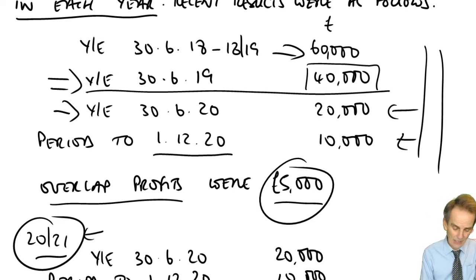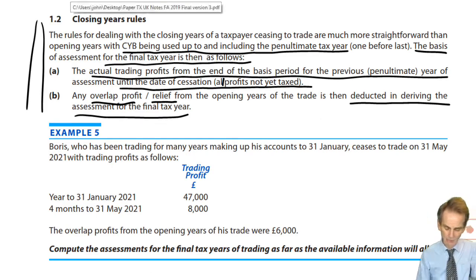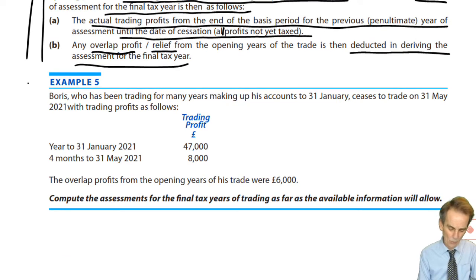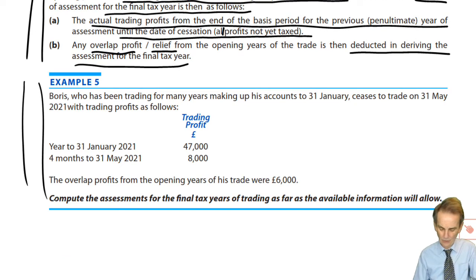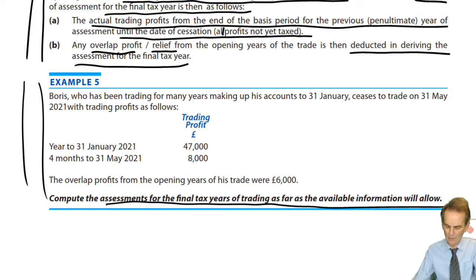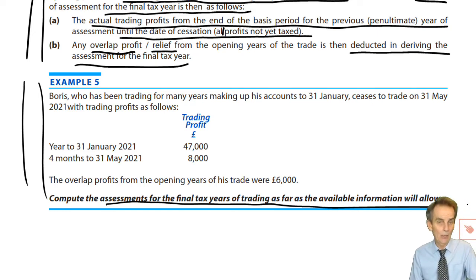Okay, if I take you back to the notes, therefore, you'll see there that you've got one little example, example 5, to have a go at. Compute the assessments for the final tax years of trading as far as that available information will allow. You know the process. You don't need me to do that for you. Have a go at that, please. Once done, check through with the answer. Shouldn't be any problems, I trust. And then come back. And there's then just one more area to deal with so far as this lecture is concerned.